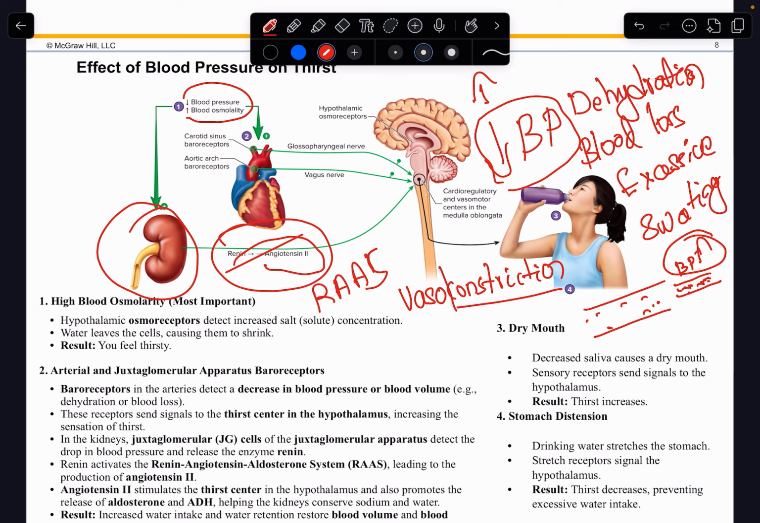Another way, stimulation of thirst. It encourages drinking water. You feel you want to drink more water. Then it also stimulates aldosterone release. When aldosterone is released, what happens? It increases sodium and water retention.